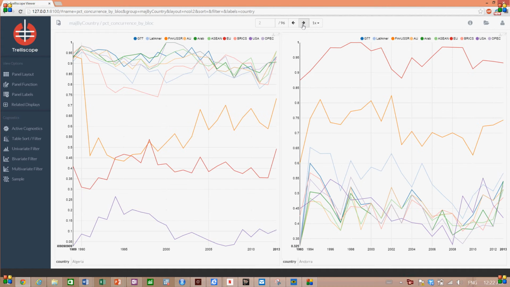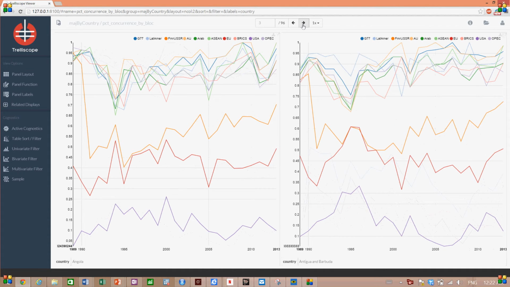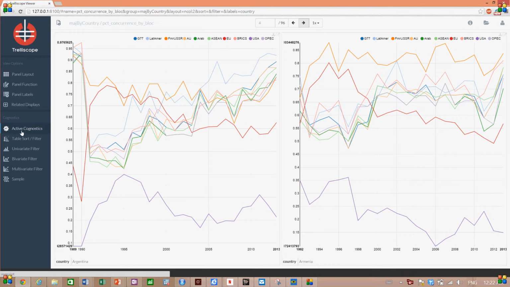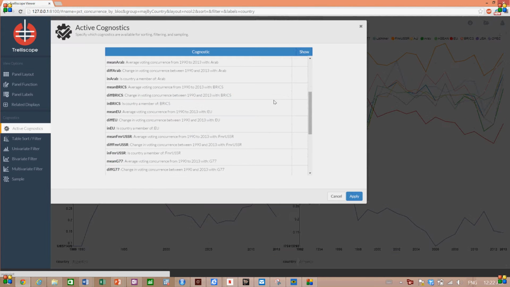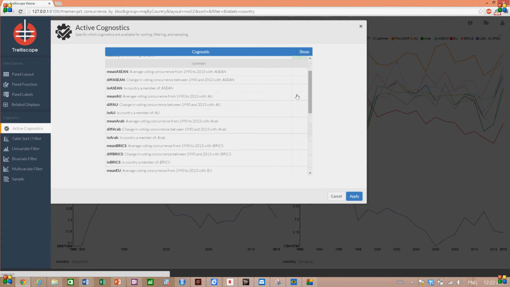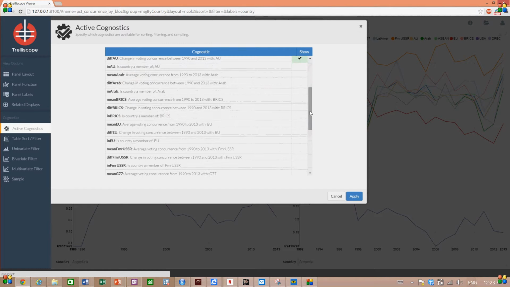So you can scroll through this, look at every single country. There are also ways to filter this data and to look at specific countries over time. So with what we call cognostics, we're able to sort and filter the data. So for example, if we want to look at the AU, we could look at mean AU cohesion over time. We could look at the difference in AU cohesion over time from 1990 to 2013.